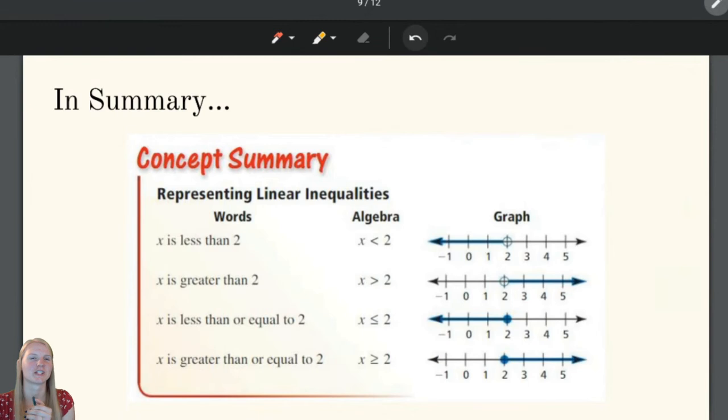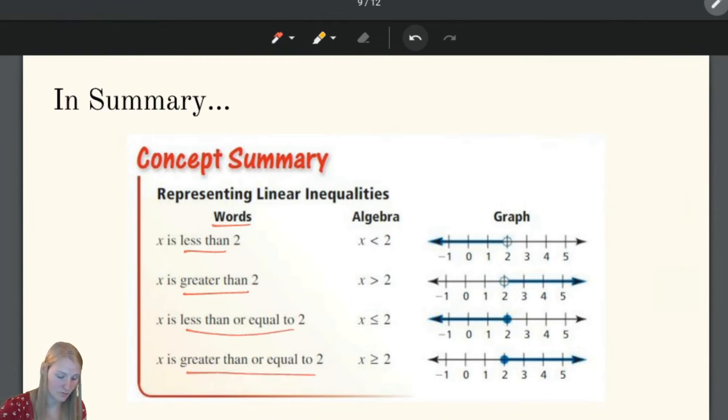All right, so let's wrap it all up. Let's bring it all together in a summary of what we have learned today. So here are the words. These are examples of different types of graphs and the different symbols that you might see. Actually, here they have every single symbol: less than, greater than, less than or equal to, and greater than or equal to. And we used the number 2 in each of these examples. And notice how the graphs are different.